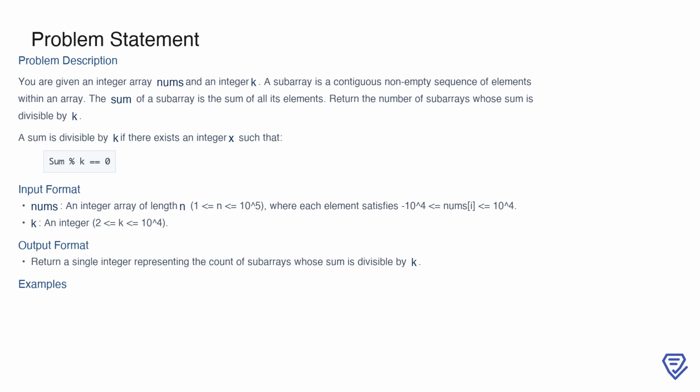For a sum to be divisible by k, it means there exists an integer x such that the sum modulo k equals 0. For example, if a sum is 10 and k is 5, 10 is divisible by 5 because 10 % 5 equals 0.